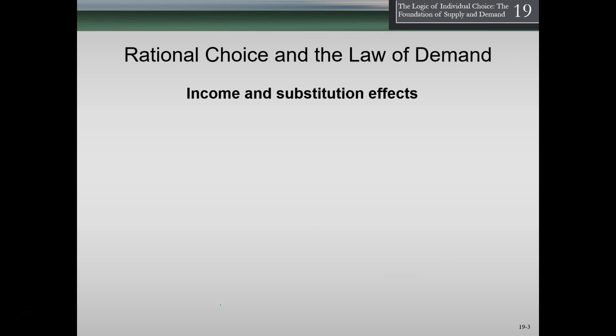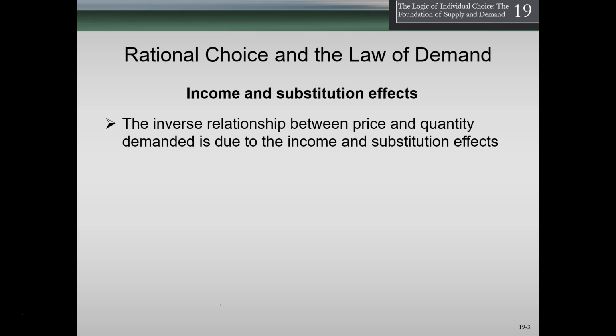So, rational choice and the law of demand, income and substitution effect. Remember that what we're talking about when we think about the law of demand is rational choice. We assume people are rational. They're making choices that are rational to them. We assume that if they make a choice, then on the margin, the next unit of utility or good that they're getting from the next thing they're buying is greater than the cost. We have to assume that.